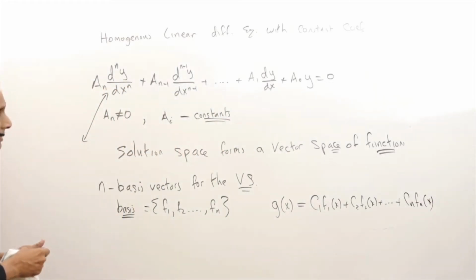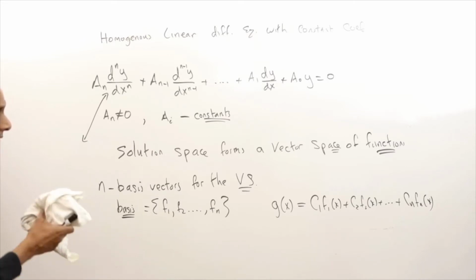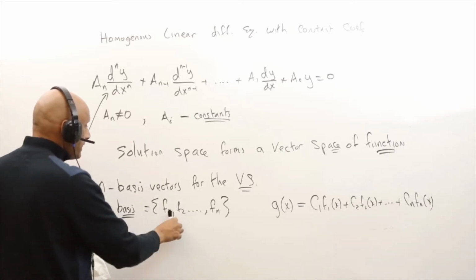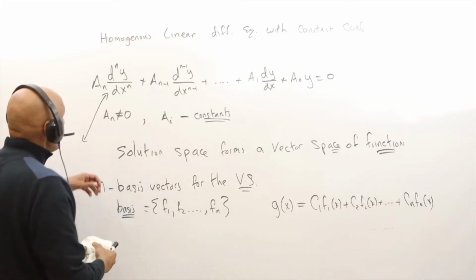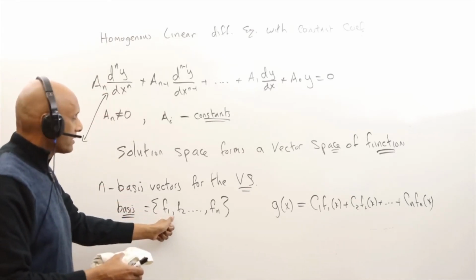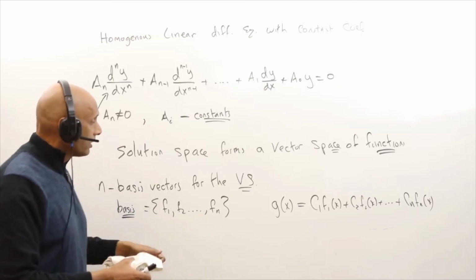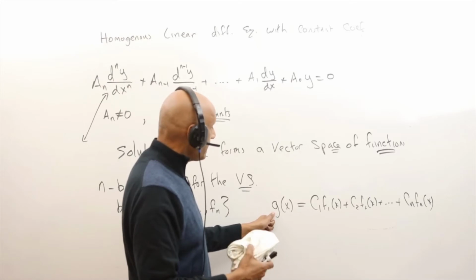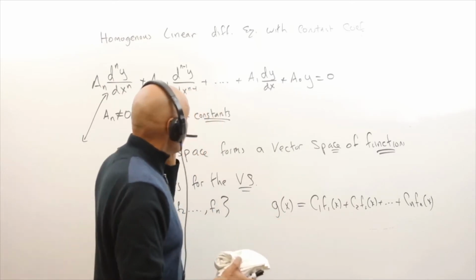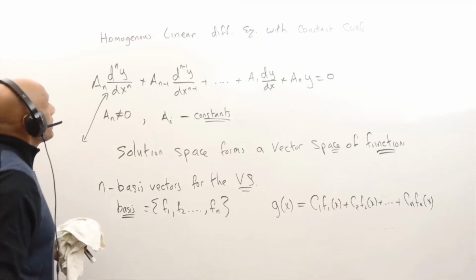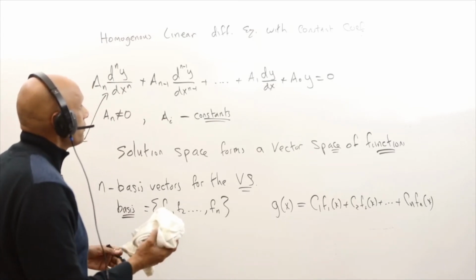This seems a little bit abstract, but I'll do examples to make sure you understand the procedure. What's really important is that we need n basis vectors. If you have an nth order differential equation, we're expecting n basis vectors. We need to find all n basis vectors to actually find a general solution, that is, any solution for that differential equation. I'm only going to be looking at homogeneous linear differential equations with constant coefficients right now.